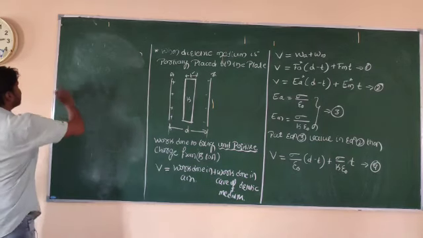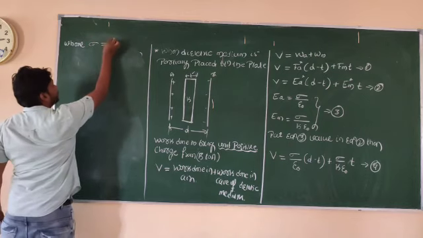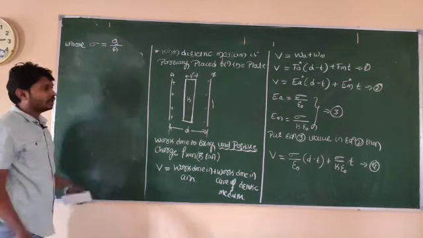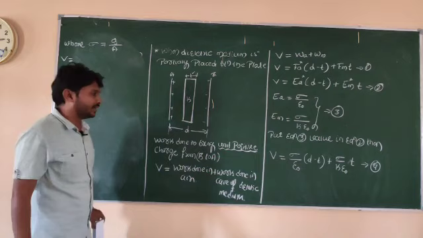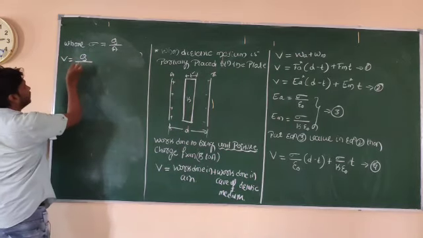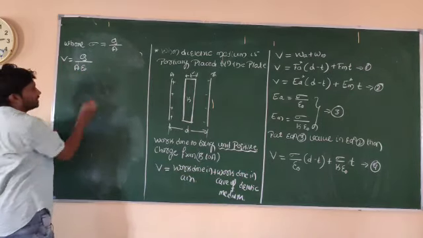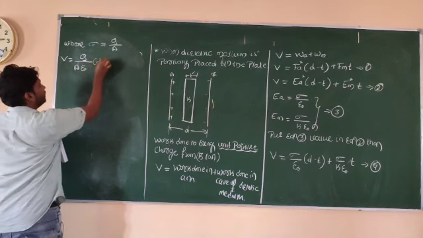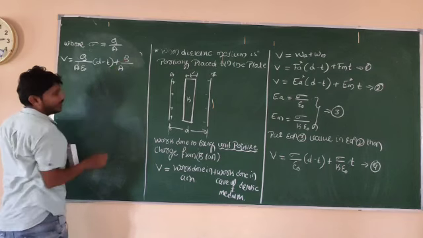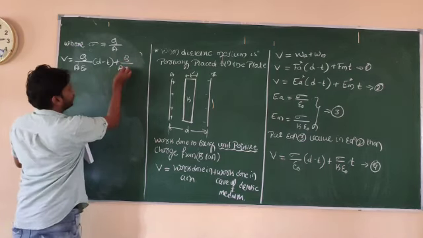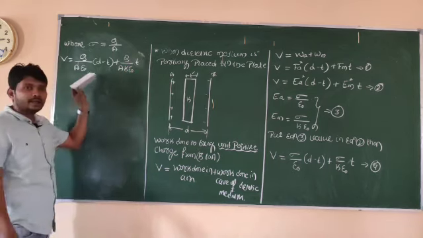So where sigma is equal to Q by A, then V is equal to what? So V is equal to, so sigma in the sense Q by A I will take it here. So that is Q divided by A, already in denominator epsilon naught term is there. So I will take it as epsilon naught into D minus of T plus of sigma means Q by A into T by K epsilon naught here. So I got that V value here.